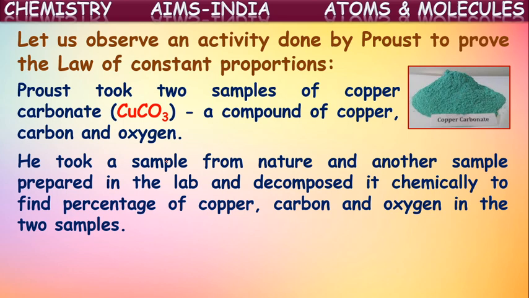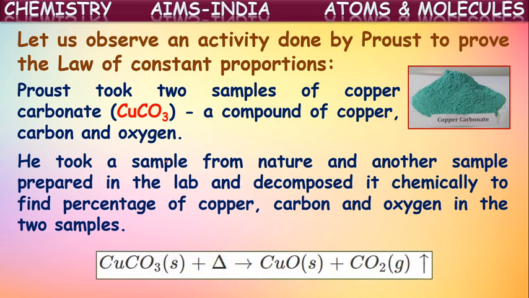Then the copper carbonate decomposed chemically, and it forms copper, carbon, and oxygen in the two samples. From the two samples he observed the percentages of carbon, copper, and oxygen separately. He noted the percentage of these elements in the two samples after decomposing. This is what happens in the reaction when it is decomposed.